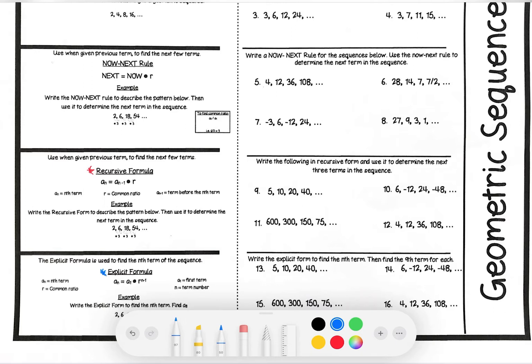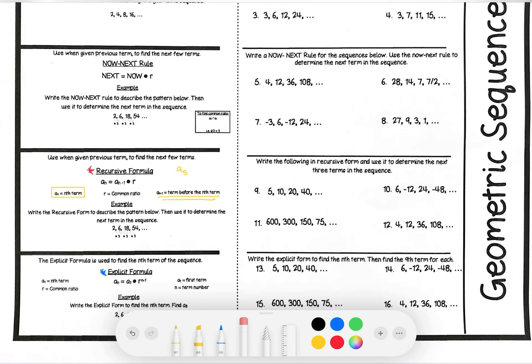Now, we've talked about this before, but just as a reminder, a sub n is equal to the nth term. So it's the term we're looking for. So a sub n minus 1 is the term before the nth term. So for instance, if we're talking about the fifth term, that's our n, 5. Then the term before the fifth term is the fourth term. So that's a sub 4, 5 minus 1.